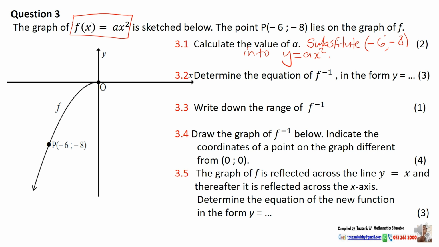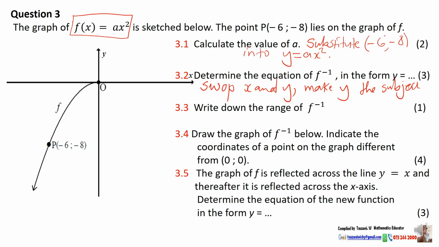Number 3.2, determine the equation of the inverse. So this one as well is a particular method. There can be no reason to get it wrong. We swap x and y, that is your first calculation. Then after that, you make y the subject. Basic algebra: swap x and y, then make y the subject. Then number 3.3, write down the range of the inverse.